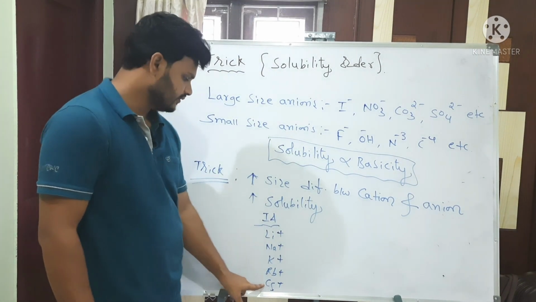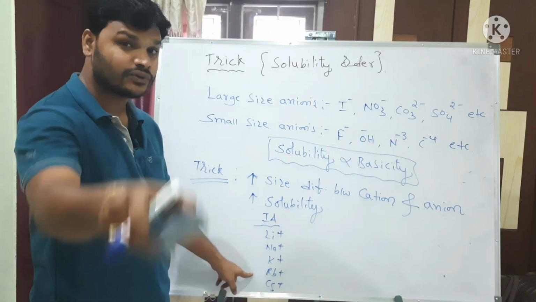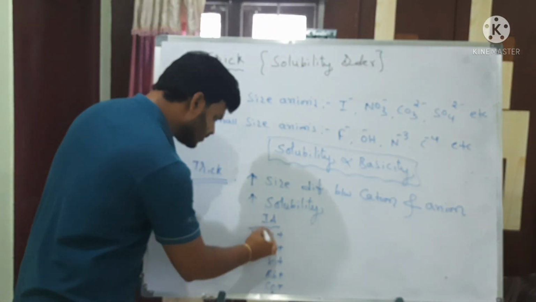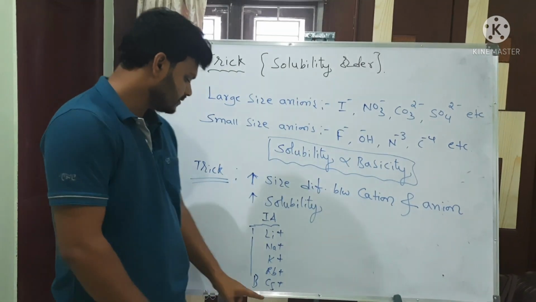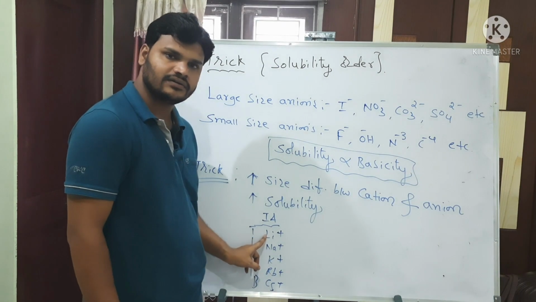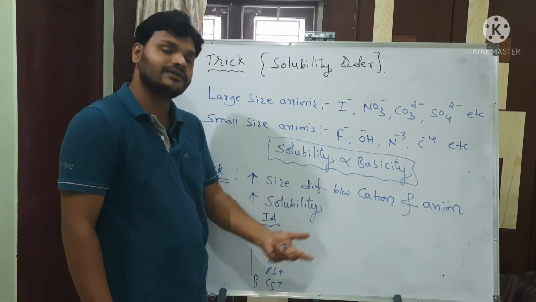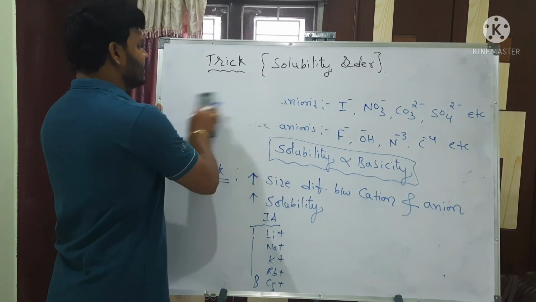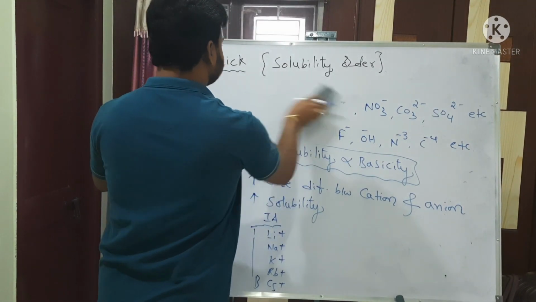These are the basics. If you want to understand the chemistry, first you need to understand basics. Without basics you can't understand chemistry and physics. So this is the top, this is bottom. Top to bottom size increases. So this is the large size cation and this is the small size cation. Clear? So you need to understand cation size also. Next I am going with examples.